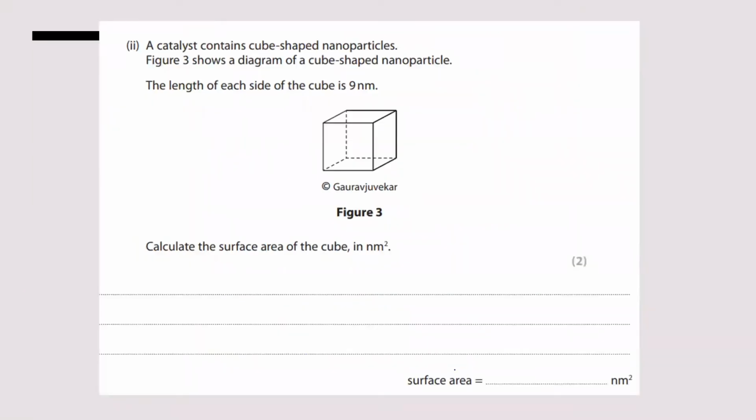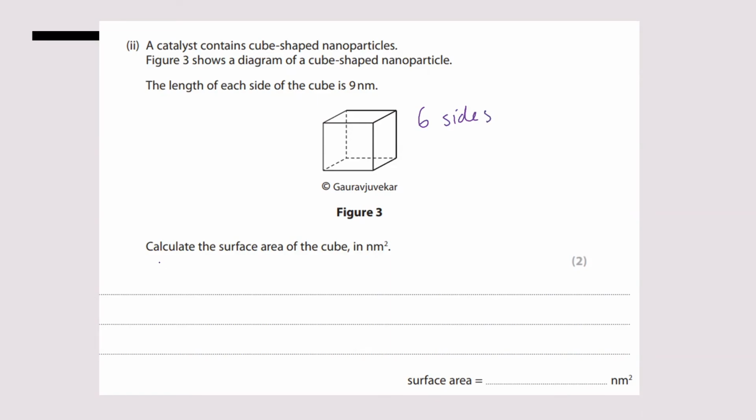A catalyst contains cube-shaped nanoparticles. Another bit of maths here. Figure 3 shows a diagram of a cube-shaped nanoparticle. The length of each side of the cube is 9 nanometers. Calculate the surface area of the cube in nanometers squared. So it's not the volume, as that's what it looks like you're going to do. Okay, so surface area. So how many sides? So a cube has got 1, 2, it's got 6 sides.